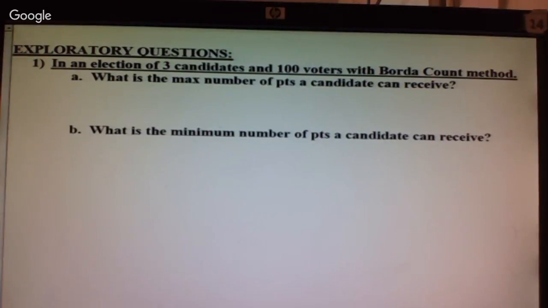Okay, so let's see what you do with this. We're still in an election with 3 candidates, and I have 100 people voting. What's the highest number of points that a candidate can receive? 300. Remember, if you're in first place in an election of 3 candidates, you get 3 points per vote. And if I have 100 voters, that means I could come in first place each and every time, which gives me a total of 300 points.